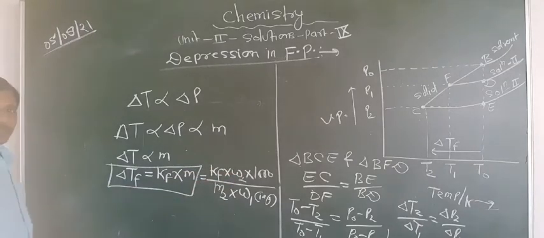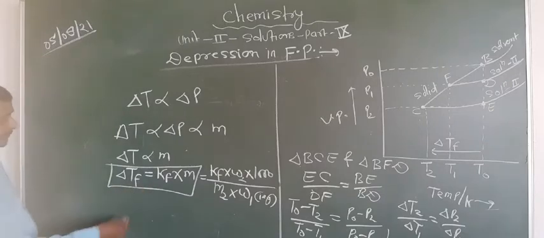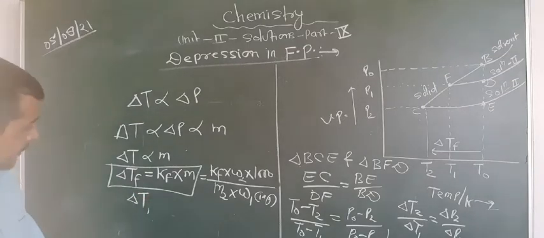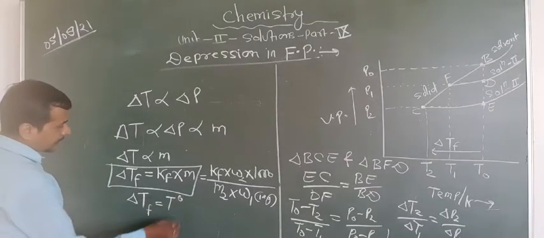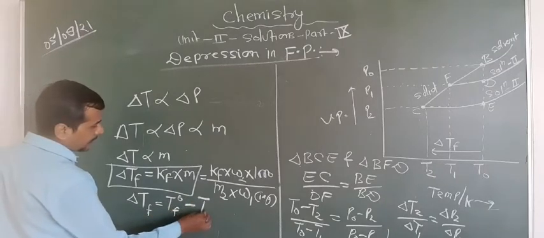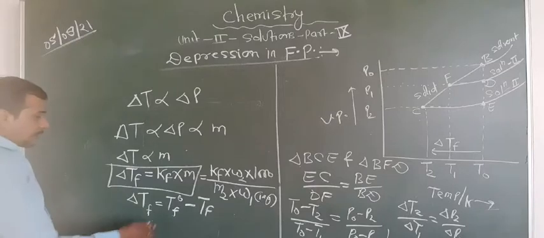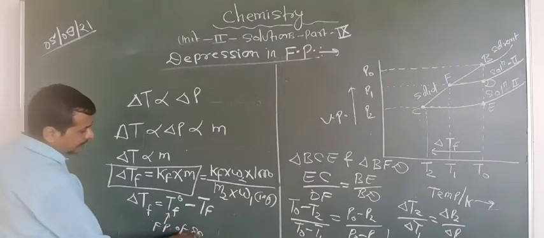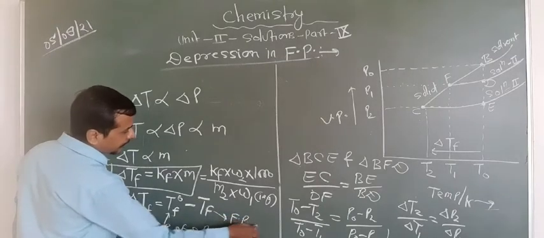So this formula can also be used in the board examinations to solve numerical problems related to this topic. Now, one more thing you know, that delta TF, just like delta TB, is also equal to T naught F minus TF. In case of elevation of boiling point, what happens here? The boiling point of solution minus solvent. Here, T naught F is the freezing point of pure solvent, and TF is the freezing point of solution.